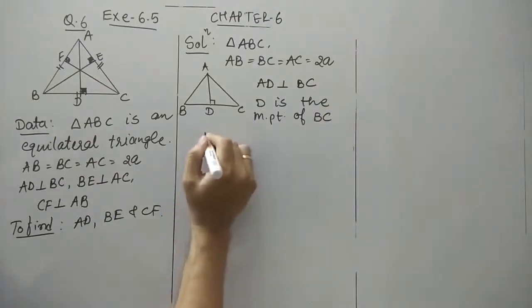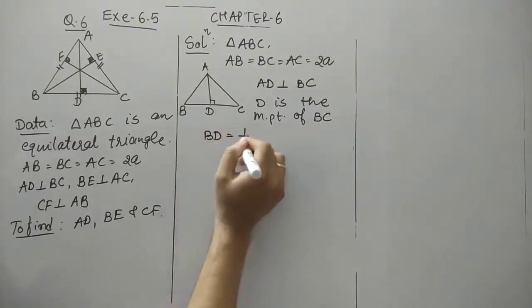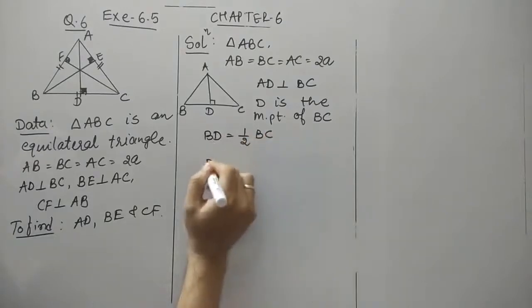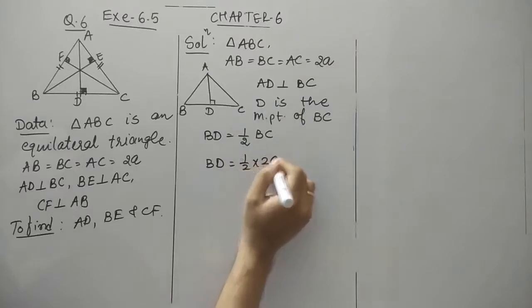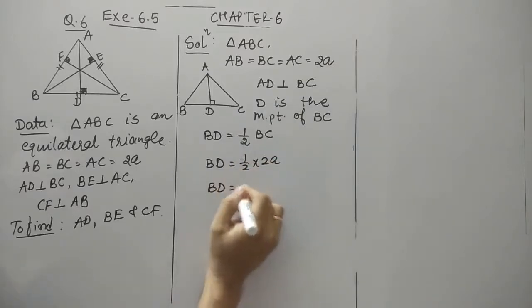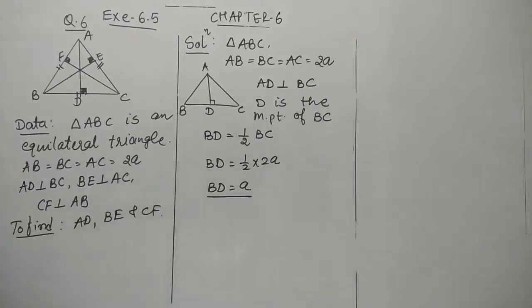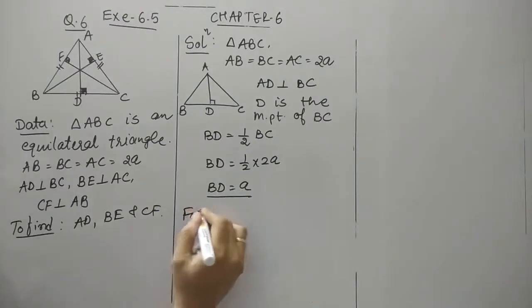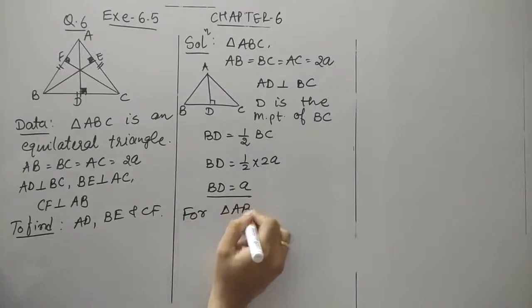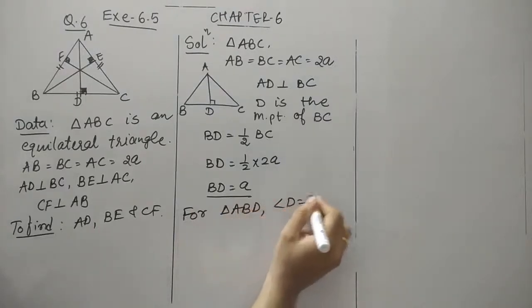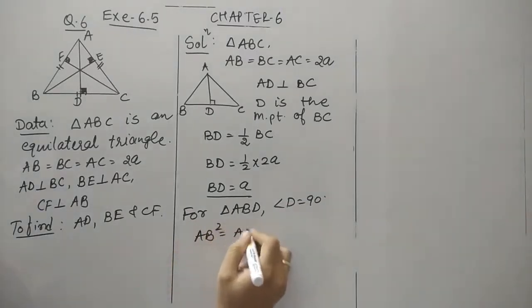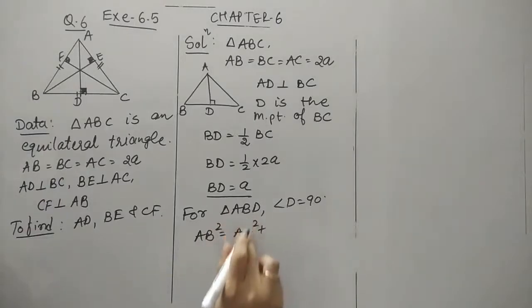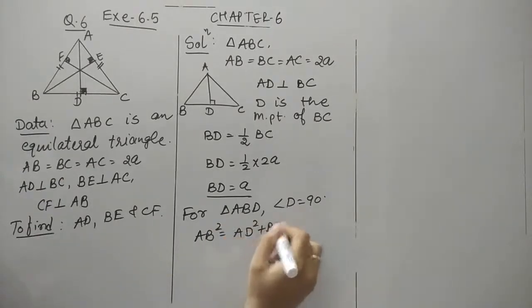So we come to the value that BD is half of BC. As the length of BC is 2a, half of 2a is a. So we obtain the value of BD. Now you can see that for triangle ABD, the angle at D is 90 degrees. So we'll use Pythagoras: the square of the hypotenuse AB is equal to the sum of the squares of the other two sides, AD square plus BD square.